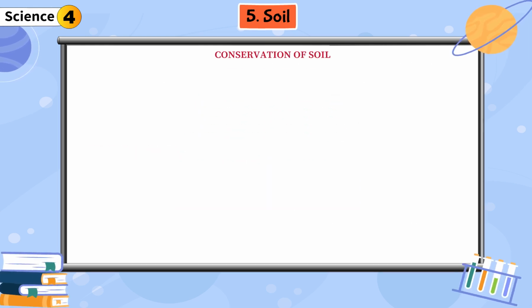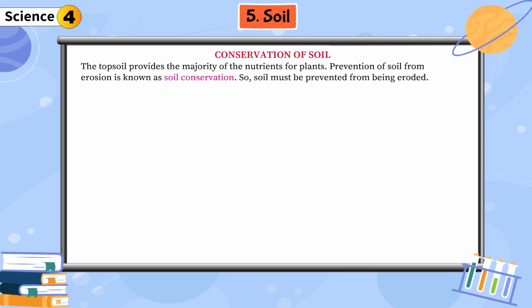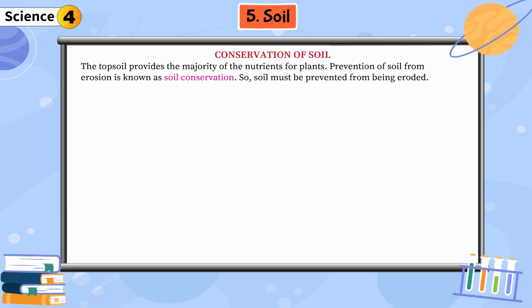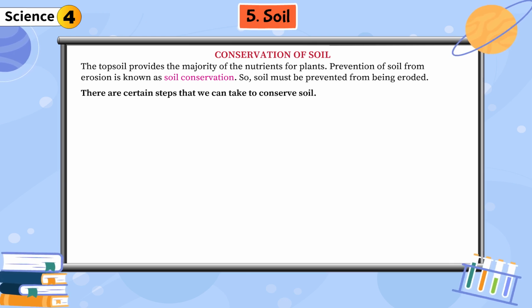Conservation of soil. The topsoil provides the majority of the nutrients for plants. Prevention of soil from erosion is known as soil conservation. So, soil must be prevented from being eroded. There are certain steps that we can take to conserve soil.